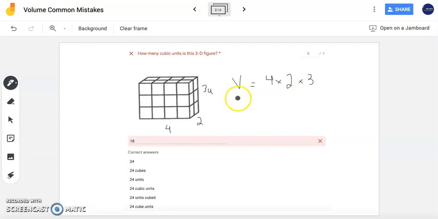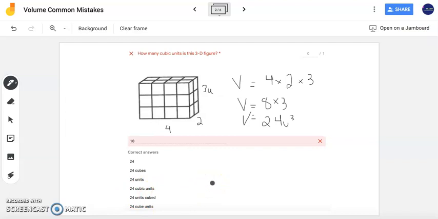Now again, taking this step by step. 4 times 2 is 8 times 3. And now we are left with 24 units cubed. 24 cubic units is all correct answers here. As you can see in the answer choices here, these are all ways that you can write it with the unit of measurement. Notice 18 unfortunately is not the correct answer.